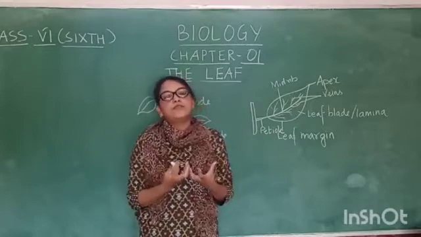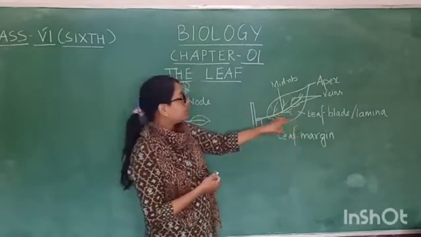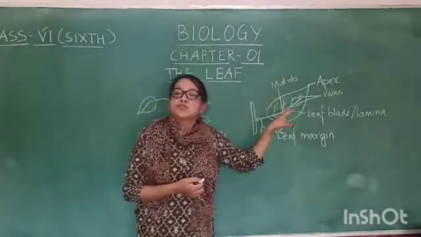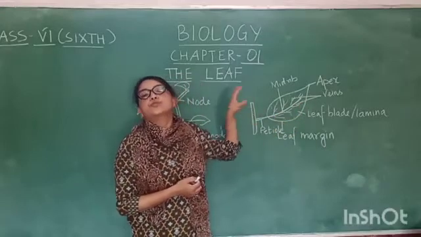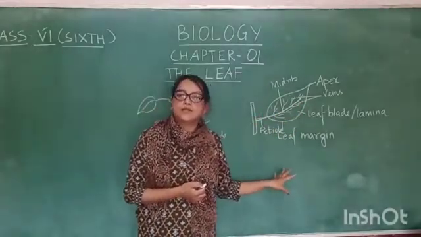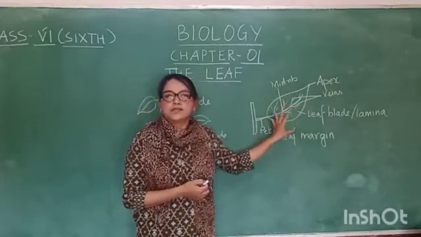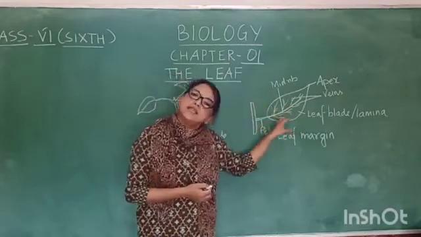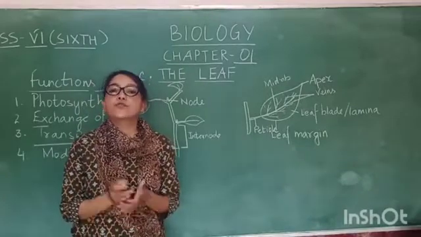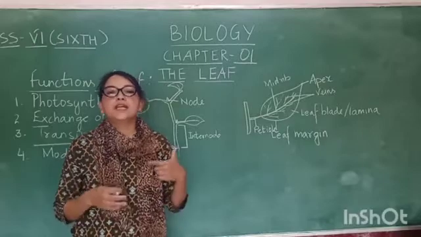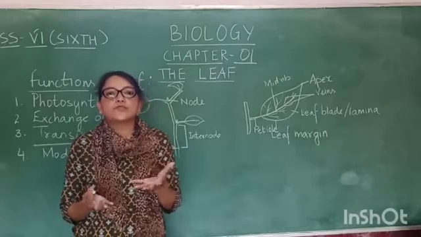Whatever food is prepared here is glucose, and that glucose is stored in the leaf, and then later on it is distributed to all the parts of the plant. So this is how photosynthesis occurs in plants, and it mainly occurs in the leaf. Now students, photosynthesis is the first function that the leaf carries out.